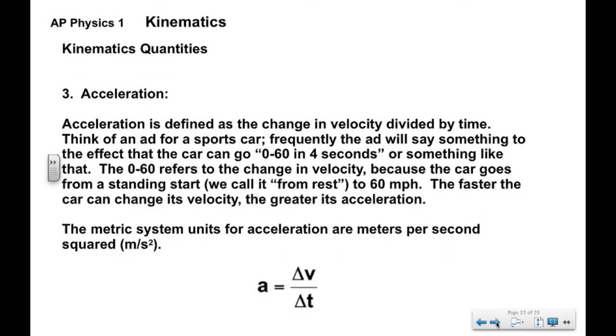Acceleration is defined as the change in velocity divided by time. If you think about commercials for sports cars, a lot of times the ad will say something like the car can go from 0 to 60 in 4 seconds or something like that. The 0 to 60 refers to the change in velocity, because the car goes from a standing start, or what we call rest, up to 60 miles per hour in some time interval. The faster the car can change the velocity, the greater its acceleration would be. Okay? Metric system units for acceleration are meters per second squared, m over s squared, as you see here.